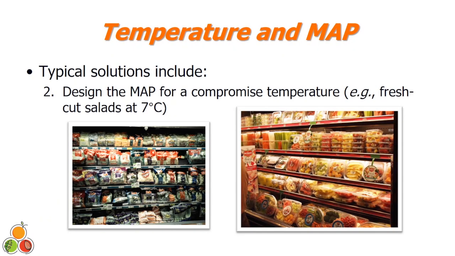Another way to deal with the problem is to compromise. Design the package for an intermediate temperature. Maybe you've got a salad that should be held at 0 degrees, but at retail it may be exposed to as high as 15 degrees, which is not uncommon. So you actually design your package for 7 degrees. So it's not doing as much as it could during transportation, but it's not going to go bad so quickly if it's exposed to extremely high temperatures later on.